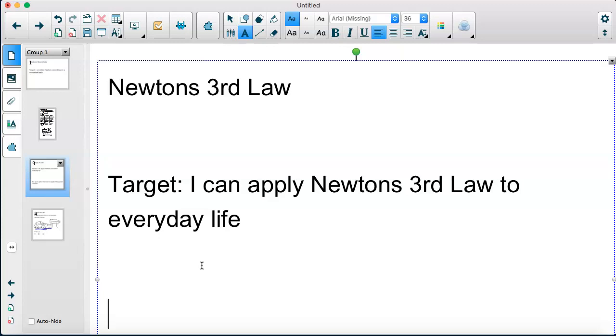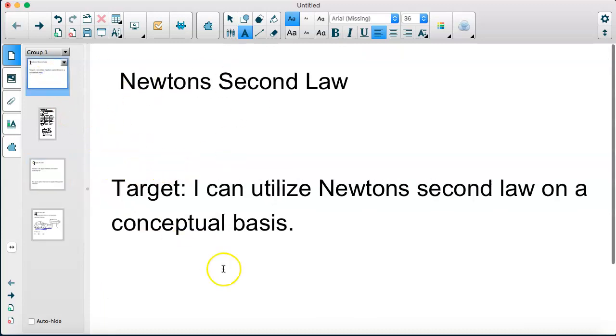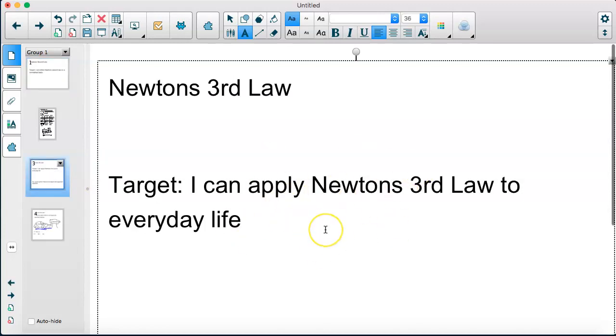Today we're going to be learning about Newton's third law, and our target is to apply Newton's third law to everyday life. Specifically, I'm going to be taking an example from my own personal life and applying that to Newton's third law with you guys to help you understand how it works and also to see how it benefits us in our lives. One thing that I will be using today is Newton's second law. So if you haven't watched my video from Thursday on Newton's second law, you should watch that, because I'm going to be using Newton's second law alongside Newton's third law to explain this real life example that I want to talk to you guys about.